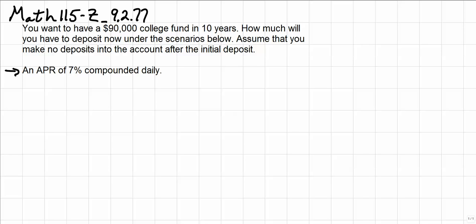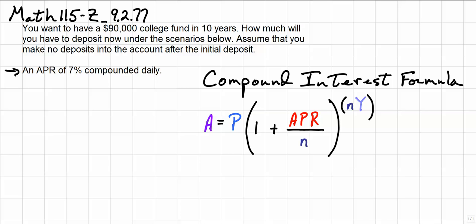In order to do this, we need to use the compound interest formula. It is read as A equals P times the quantity 1 plus APR over N, all raised to the N times Y power. Now let's understand exactly what each one of these variables will represent once we calculate the problem. We're going to start with A. A is equal to the accumulated balance.